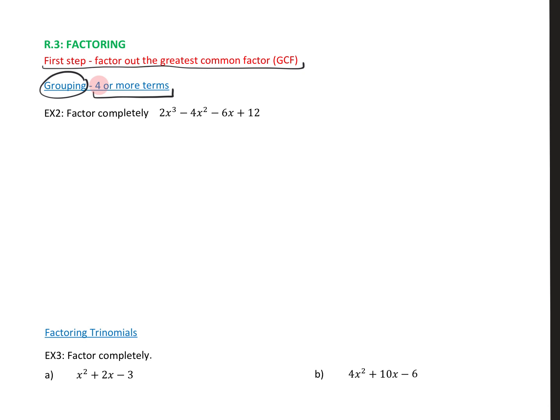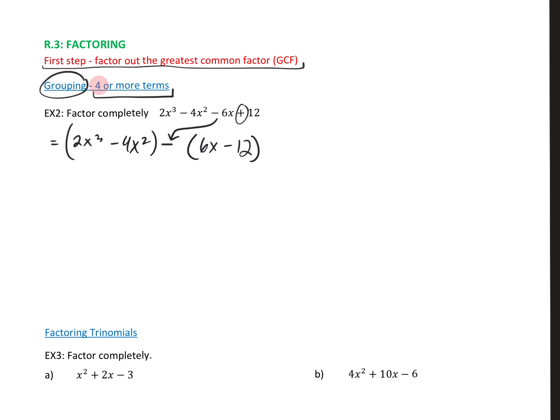I'm going to change the end sign. Let me write this over here. That's going to be 2x cubed minus 4x squared. Nothing happens with this. But if I want to keep that minus sign from here, and then put parentheses up, I need to change the sign for the 12. That'll be 6x minus 12.